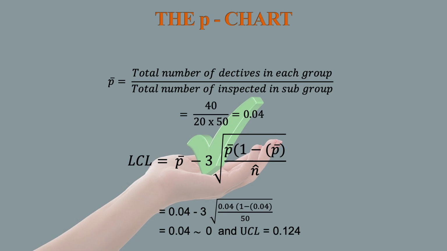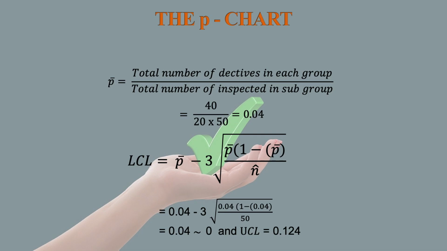Now we can very well calculate the P bar, that is equal to total number of defects during the period divided by total number of items inspected during the period. But here you see that there are 20 samples and each sample contains 50 units. So P bar is equal to 40 divided by 20 into 50, that comes out to be 0.04.